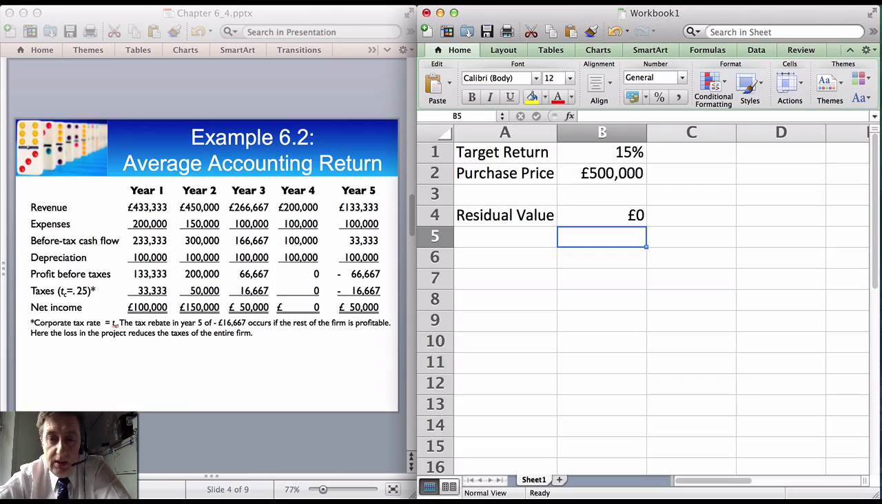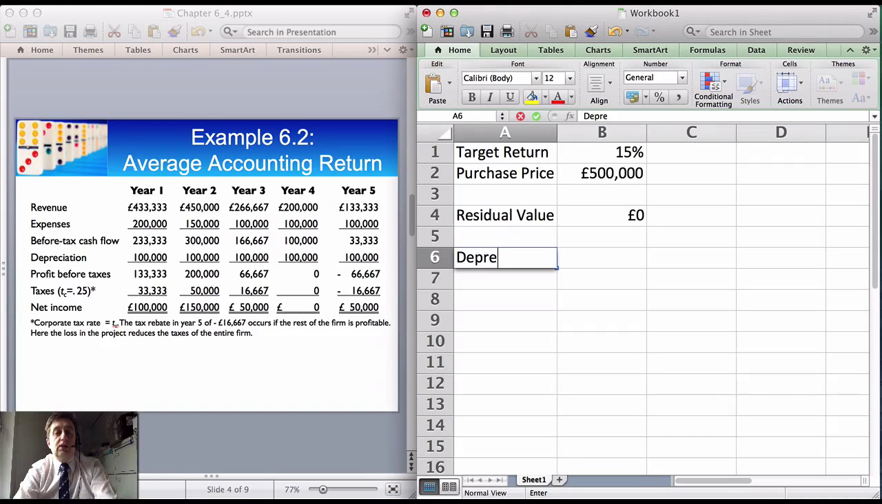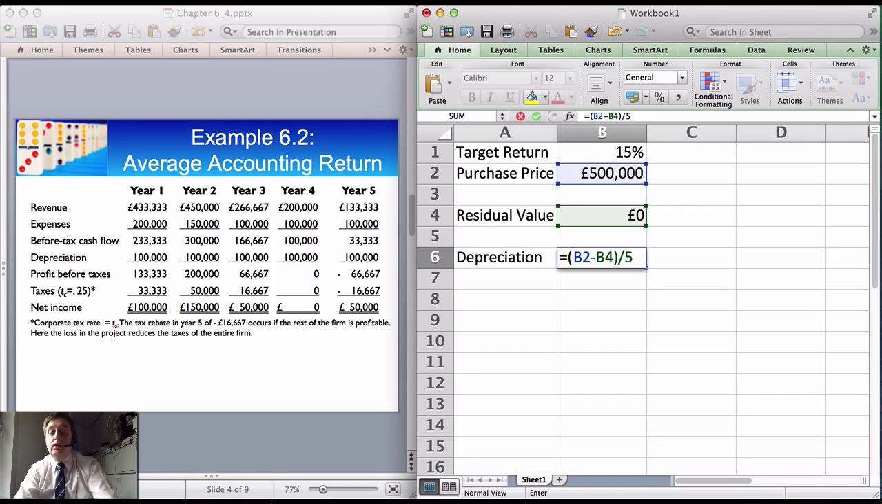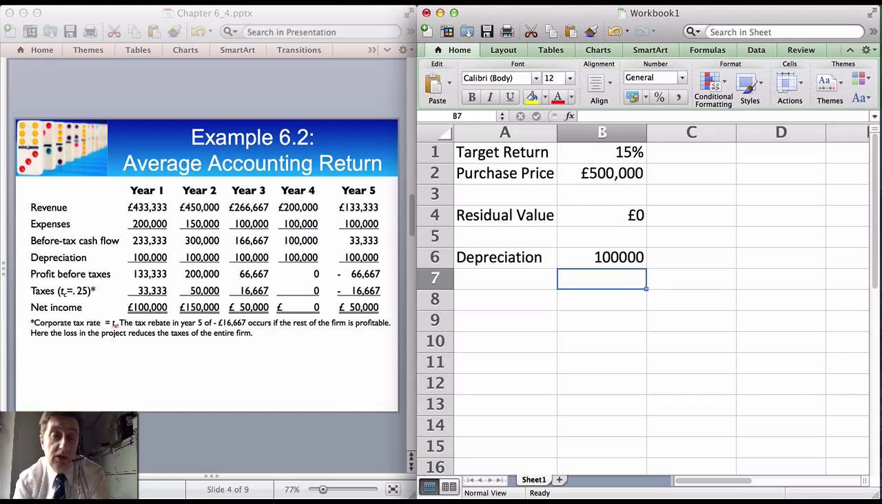So with that value being zero, it's depreciated over 5 years. To work out the annual depreciation, we just subtract the residual value from the purchase price and divide that by the number of years in which you're depreciating the asset. So the depreciation is equal to 100,000 per year, and it's the same amount every year, and that's why we call it straight line depreciation.